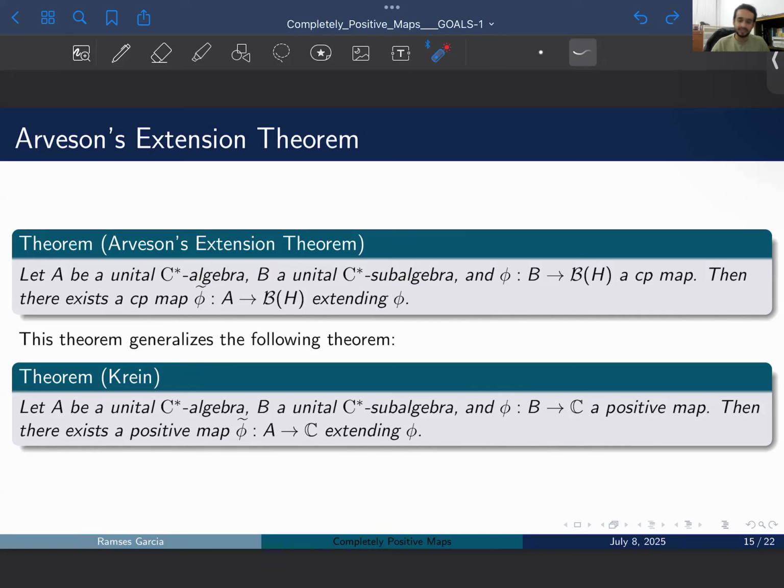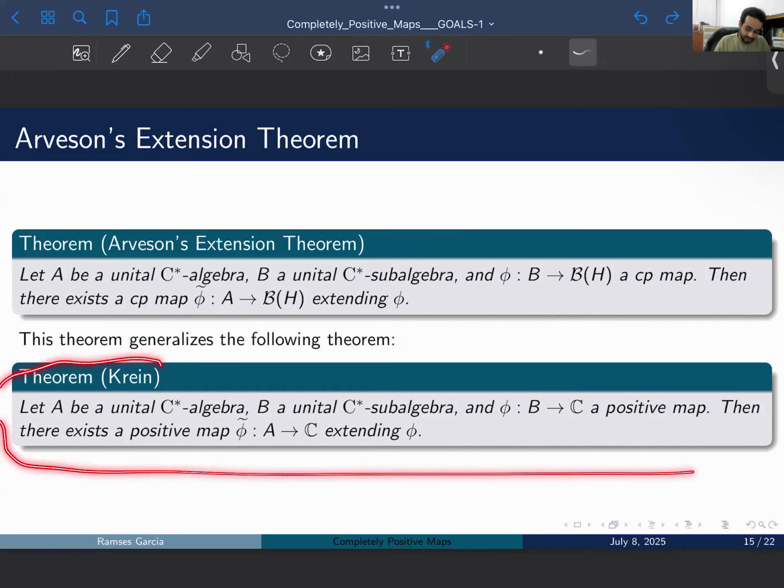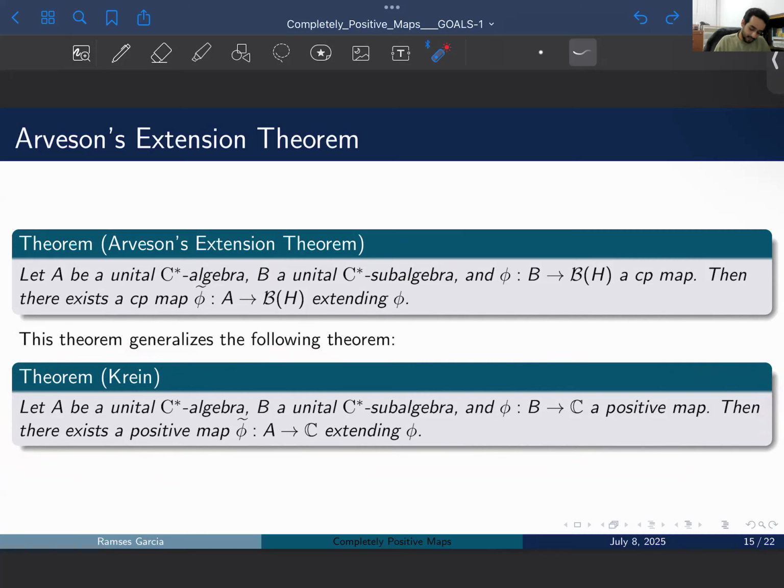This theorem generalizes a theorem that you already know, which is the theorem of Krein, and which says the same, but changing H for the complex numbers. So you can extend positive maps into positive maps. In fact, the proof of Arveson's theorem uses Krein's theorem. So this is a very important result, and we can think of this theorem as saying that B of H is injective in a specific category.